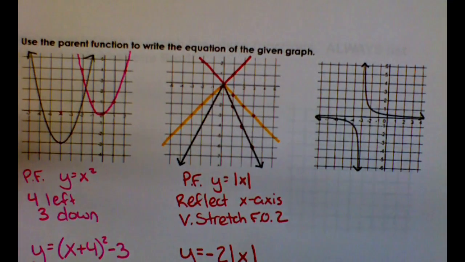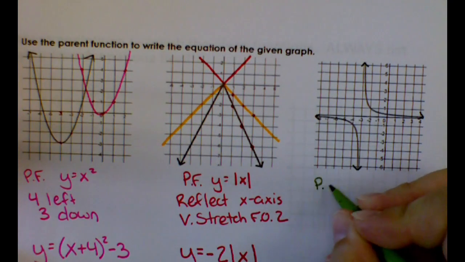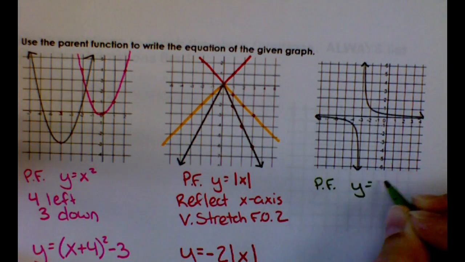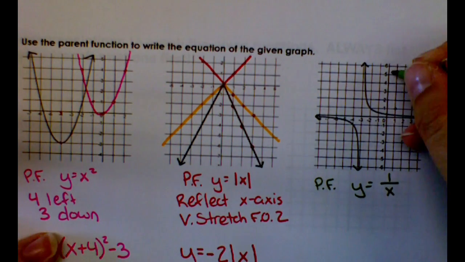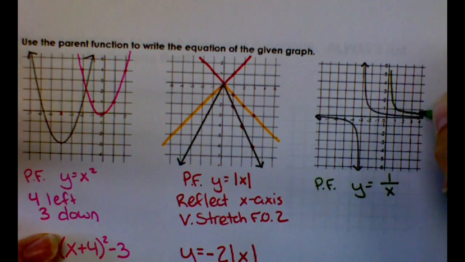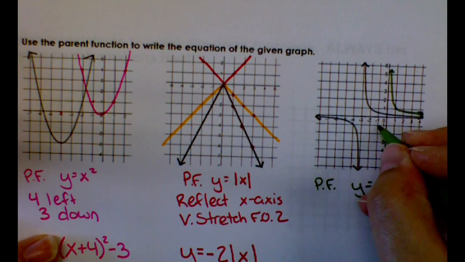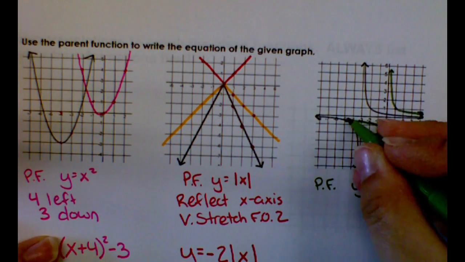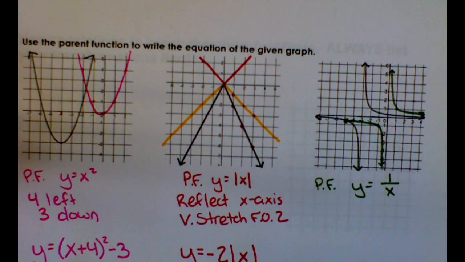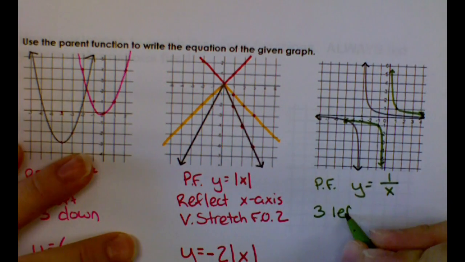And for this last one, we would start off with our parent function. In this case, our parent function is y equals 1 over x. That function, generally speaking, looks like this. All right. So I can tell I definitely had a shift, right? I definitely had to scoot it over 3 to the left.